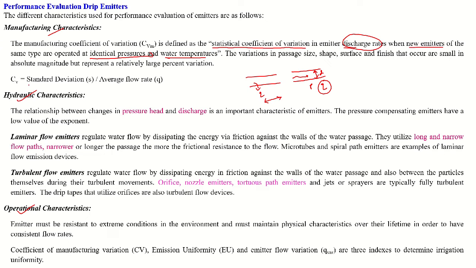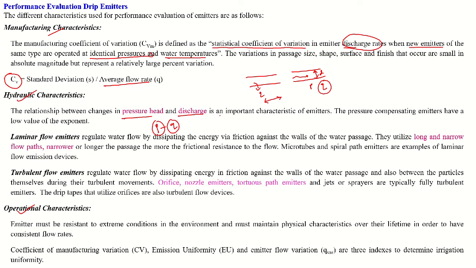The coefficient of variation can be estimated by using the standard deviation divided by the average rate of flow; that gives the coefficient of variation. Next one is the hydraulic characteristics, the relation between your pressure head and discharge. This is the most important for your emitter. For a given pressure head, the discharge can be estimated by using the hydraulic characteristics.